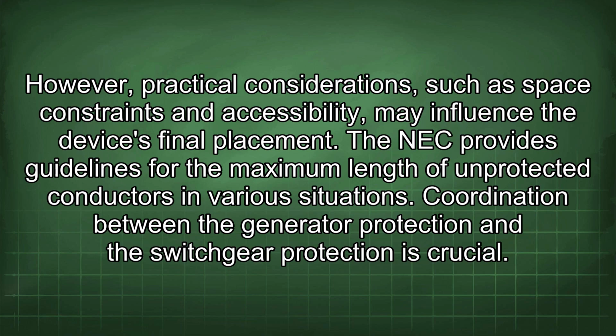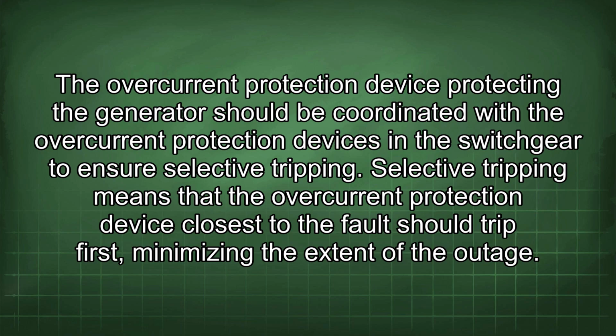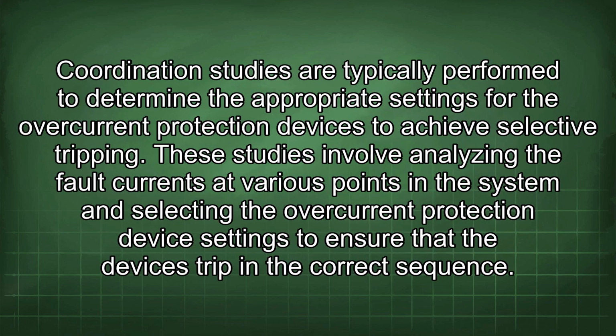Coordination between the generator protection and the switchgear protection is crucial. The overcurrent protection device protecting the generator should be coordinated with the overcurrent protection devices in the switchgear to ensure selective tripping. Selective tripping means that the overcurrent protection device closest to the fault should trip first, minimizing the extent of the outage. Coordination studies are typically performed to determine the appropriate settings for the overcurrent protection devices to achieve selective tripping. These studies involve analyzing the fault currents at various points in the system and selecting the overcurrent protection device settings to ensure that the devices trip in the correct sequence.